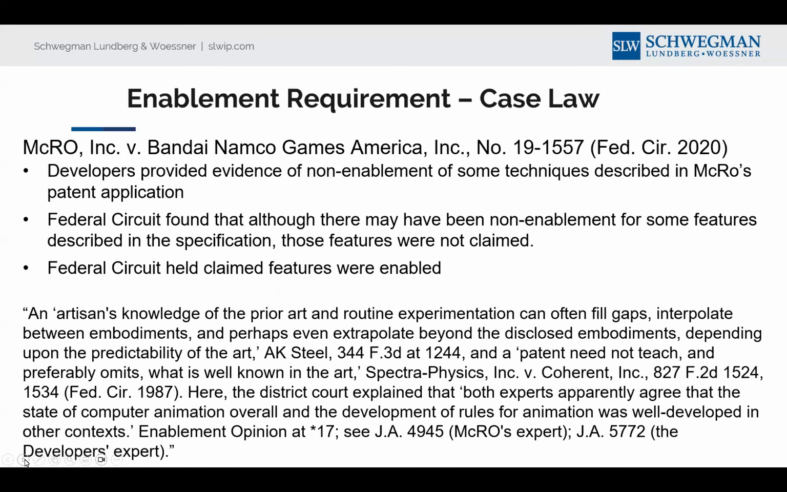So the reason I wanted to bring up the Macro case is it's actually a case that gets cited a lot in 101 because it was found to be patent subject matter eligible by having an improvement under step 2A. But there was also an enablement inquiry done by the court, and the court found that this field is generally predictable. And so they felt like someone's knowledge of the prior art and routine experimentation can fill in the gaps.